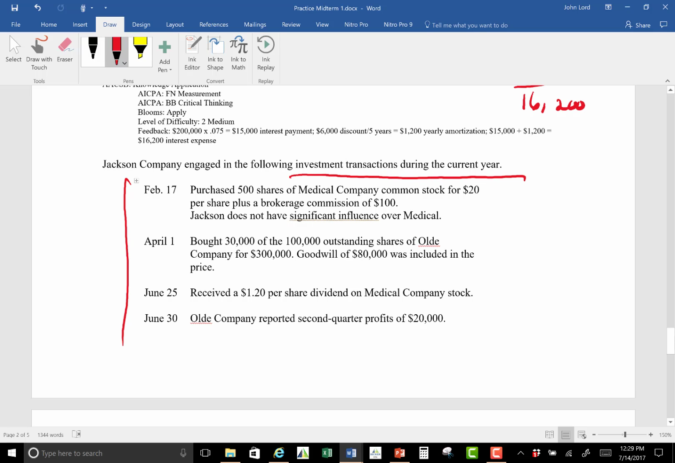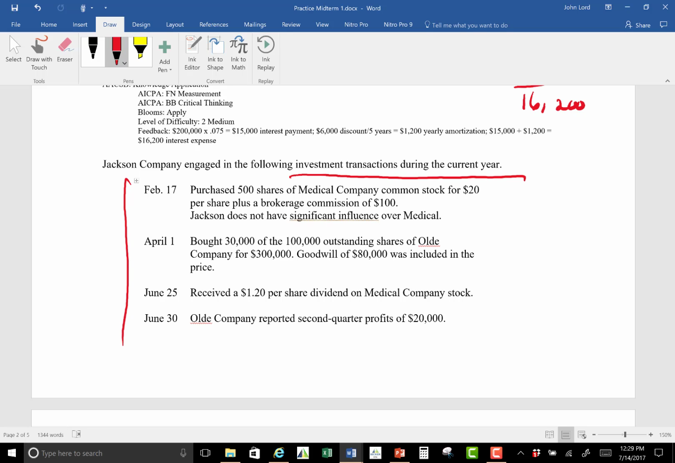the journal entries, okay? So we say that we purchased 500 shares of medical company common stock for $20 per share plus a brokerage fee of $100, okay? And this does not represent significant influence. That's going to be important because we know then that we should use the fair value through net income method on this.